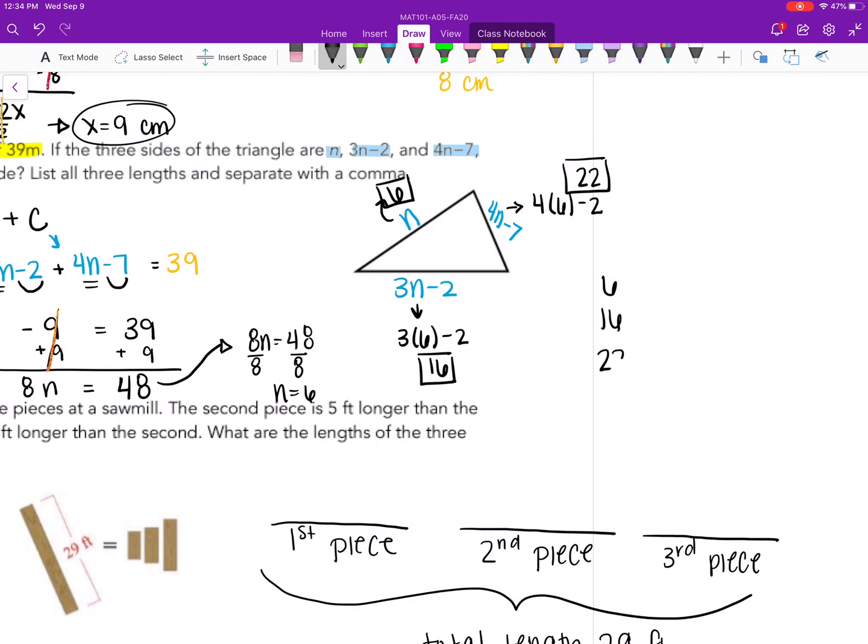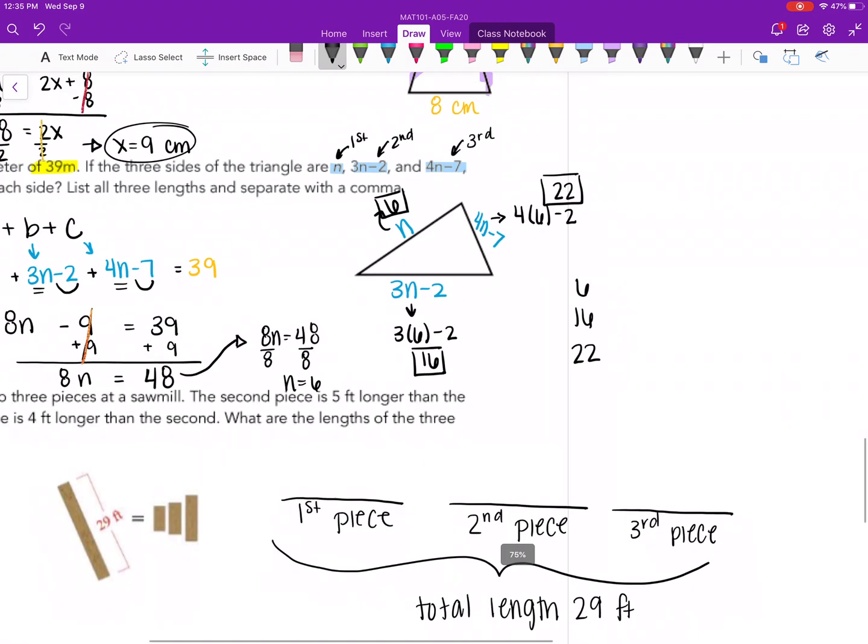16, and 22. And in Hawks, you will type each of those into 3 separate blanks. It'll say the length of the first side, second side, third side. Just keep it consistent with the question. So that's the first, the second, and the third.